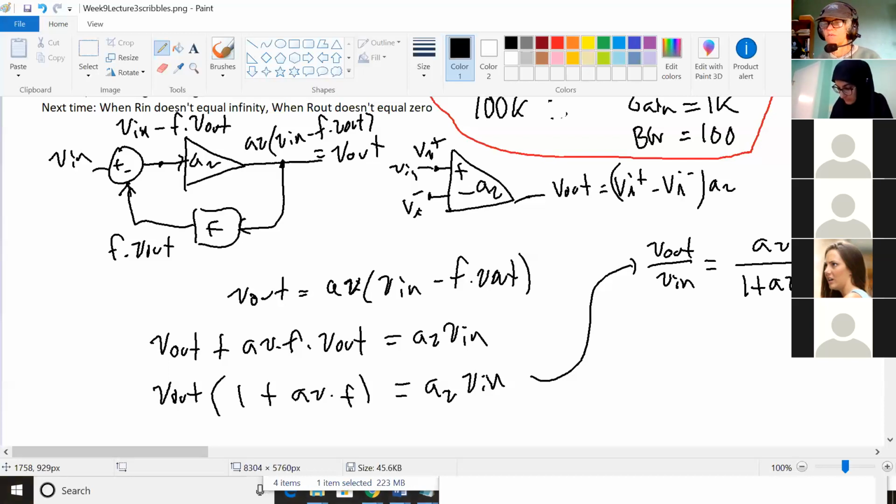And remember with ideal op amps, what's the gain of an ideal op amp? It's infinite, right? Yes. So if AV goes to infinity, what's this equal?